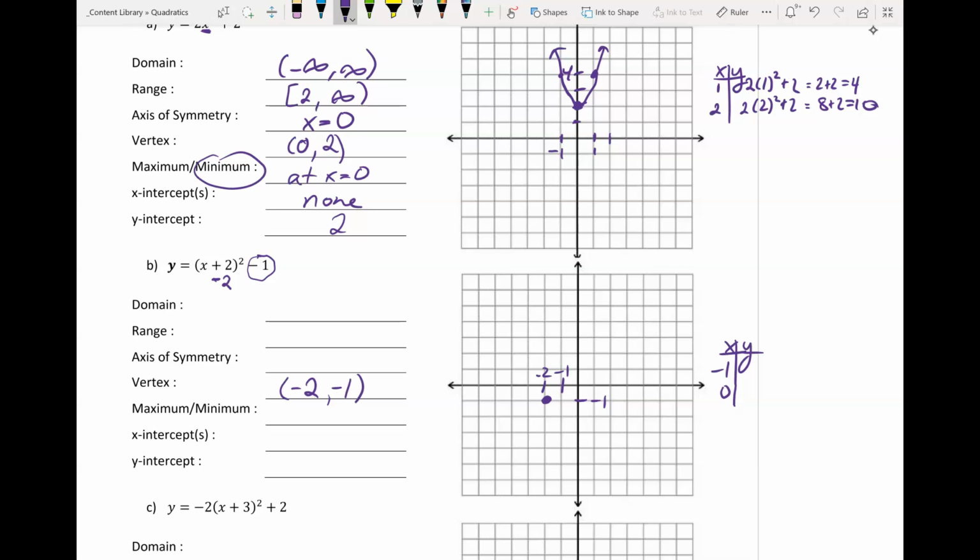So I'm going to plug in negative 1 into our original quadratic function. So that's negative 1 plus 2 squared minus 1, which is 1 squared minus 1, so that's 0. So that's our next point, at negative 1, 0. Then we can find the one for x equals 0. So that's 0 plus 2 squared minus 1, which is 4 minus 1, and that is 3.